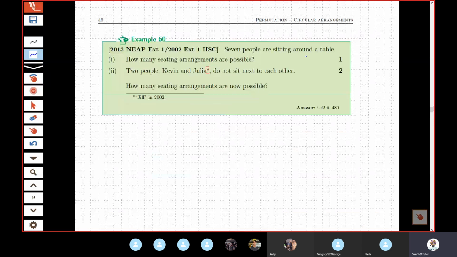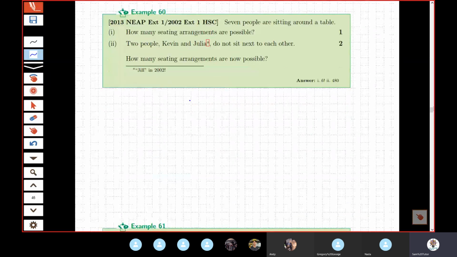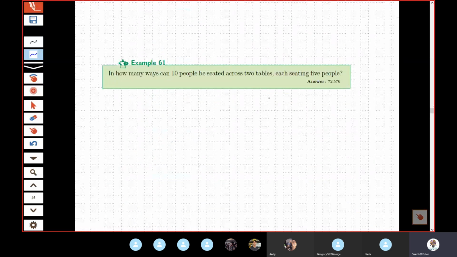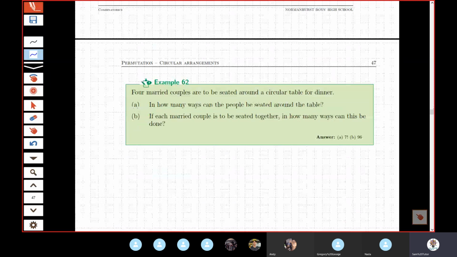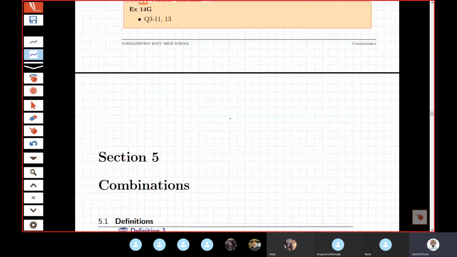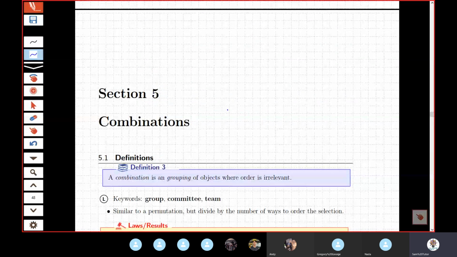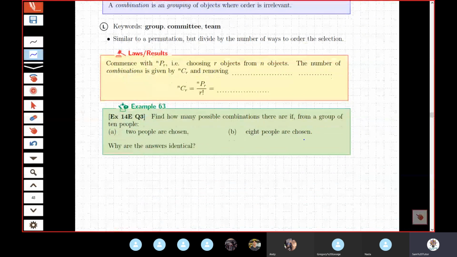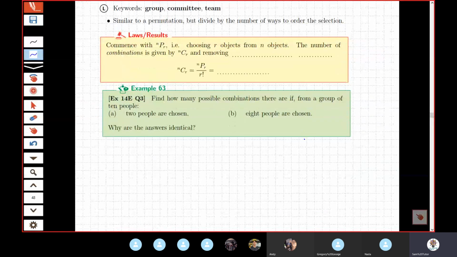Seven people are sitting around the table. How many sitting arrangements are possible? I think these are easy now. Let's move on. How many ways can people be seated across 2 tables, each sitting 5 people? Move on. 4 married couples, and how many ways can this be done? That seems easy. All right. Combinations, we got there. Now we're doing permutations. That's why they're all factorials.